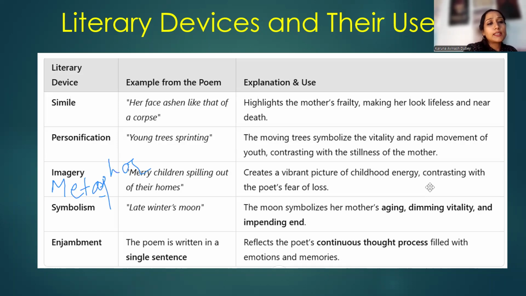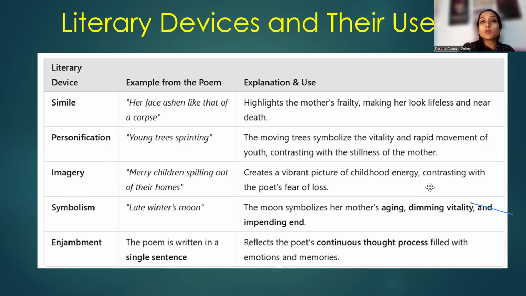Metaphor. ये जो idea है, this is also metaphorical, wherein they are compared to a fluid that's spilling out of their home. Symbolism: late winter's moon. The moon symbolizes her mother's aging, dimming vitality, and impending death. Enjambment, मैंने बताया, जब words एक दूसरे को, it runs from one line to another. There's no end to that sentence and the next sentence begins. The words run from one line to another. That's called enjambment. So this is what it is about the literary devices.